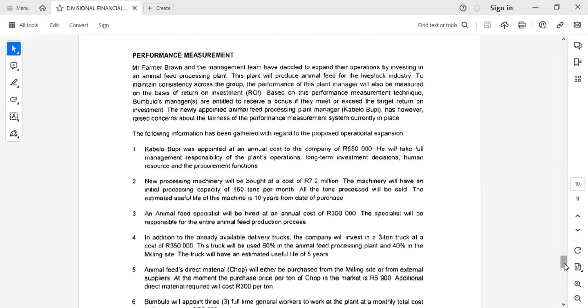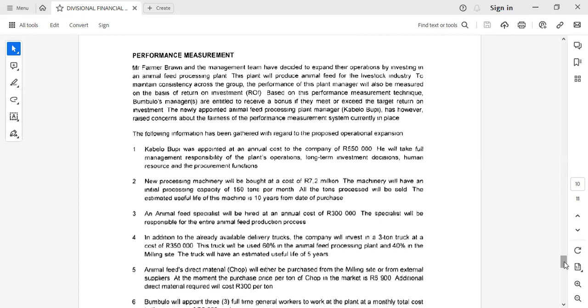Then based on this performance measurement technique, Bumbulo's managers are entitled to receive a bonus if they meet or exceed the target return on investment. The newly appointed animal feed processing plant manager, Kabelo Bupi, however, raised concerns about the fairness of the performance measurement system currently in place. The following information has been gathered with regard to the proposed operational expansion.